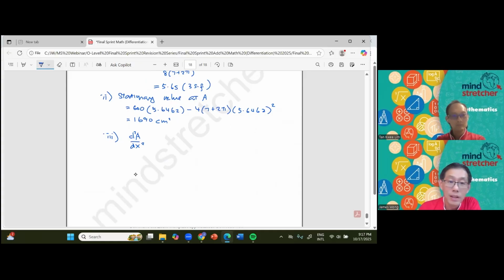When you differentiate the second time, you find that it's actually not difficult to differentiate. It's quite easy, right? The x will be gone, so you have 8, 7 plus 2 pi. In this case, 7 plus 2 pi is definitely a positive number. I multiply by a negative number, so I know for sure this is going to be less than 0. Therefore, I will know that my stationary value of A is going to be a maximum.